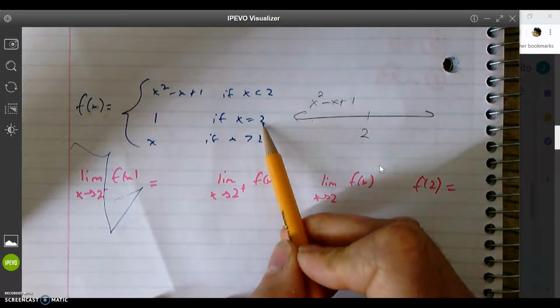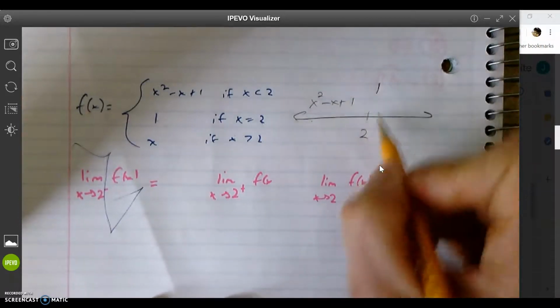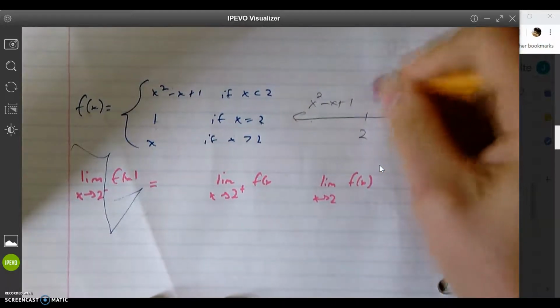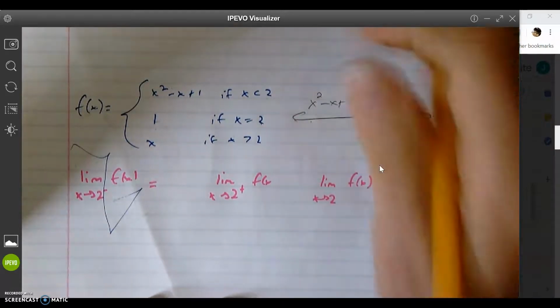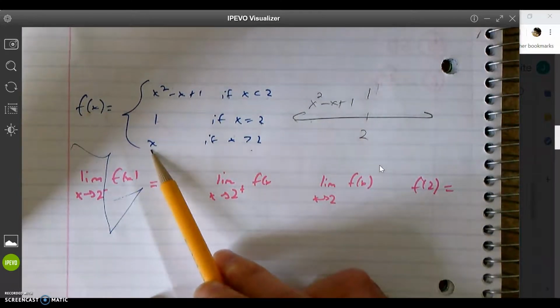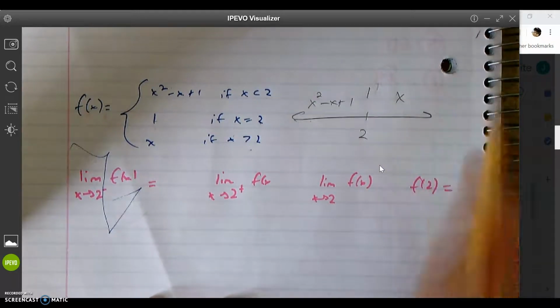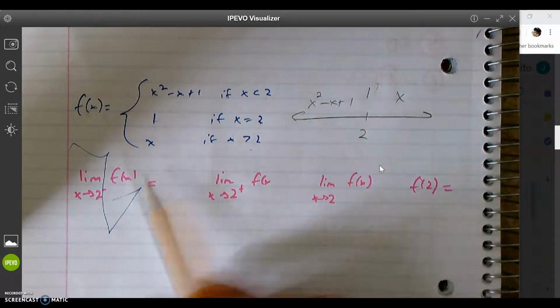When x equals 2, y is 1. Bam. So I'll write that right above here. Bam, like that. Okay. When x is greater than 2, we're at y equals x, which is the diagonal line. Boom. Slope is 1 and y-intercept is 0. Cool. All right, so now we have this.